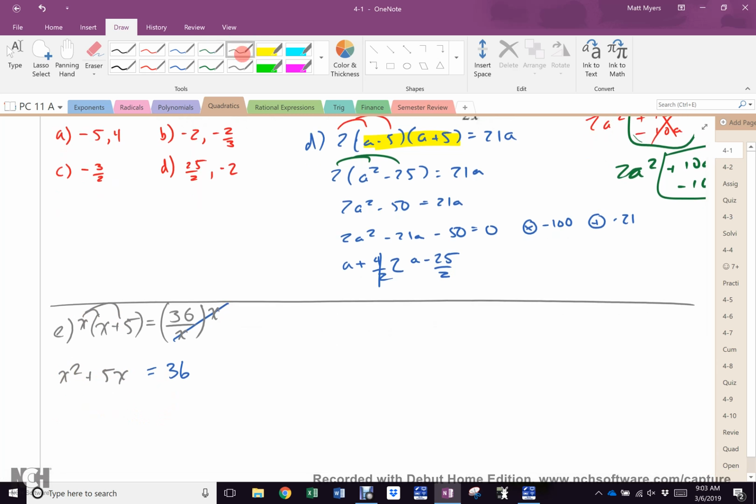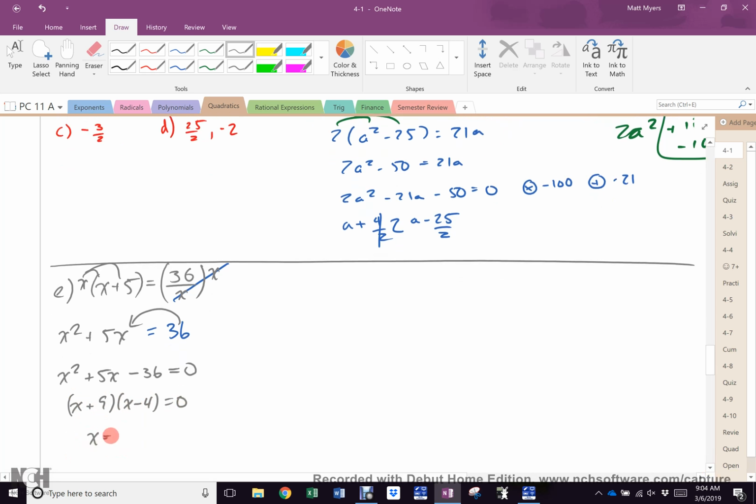And all I do is factor it the way I always have. x squared plus 5x minus 36. And the factors are, of course, oh, that's the answer. Yes. The factors are, of course, x plus 9, x minus 4. And I know that my answers are then negative 9 and positive 4. Yeah, yeah? Yeah, yeah, yeah.